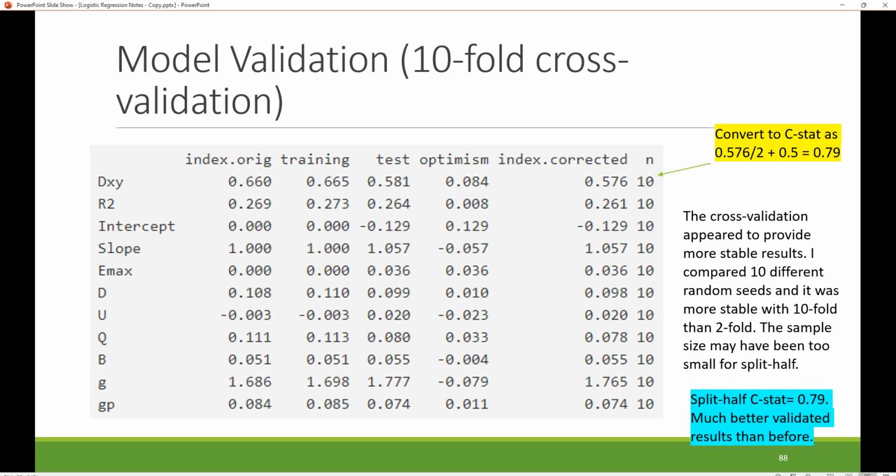They're not too far off. That would be a good option, a much better option than using all of the predictors. And so the reason that we have this better model validation is because we have much less overfitting. And the reason we have much less overfitting is because we have fewer variables in our model.